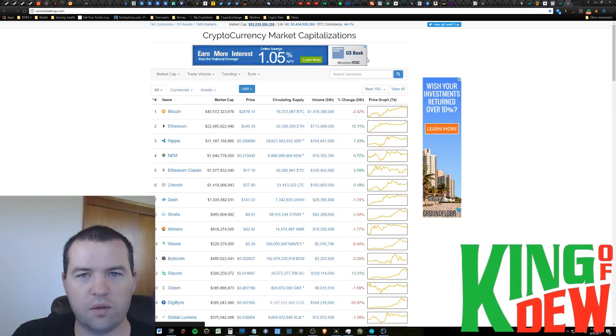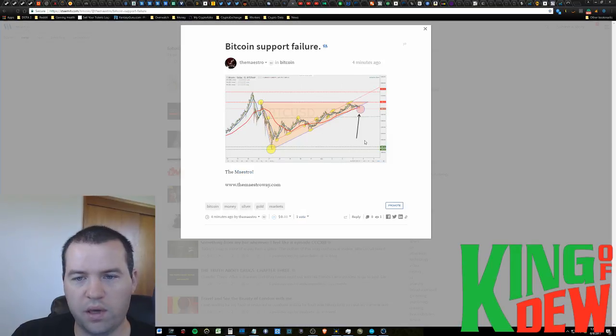And recent developments suggest that it actually might take a little bit longer. What I mean by that is just in the last hour, we've seen this Bitcoin support failure. So right here, you can actually see the triangle, the upward trend, and the trend lines and the support that existed. We just broke through that.